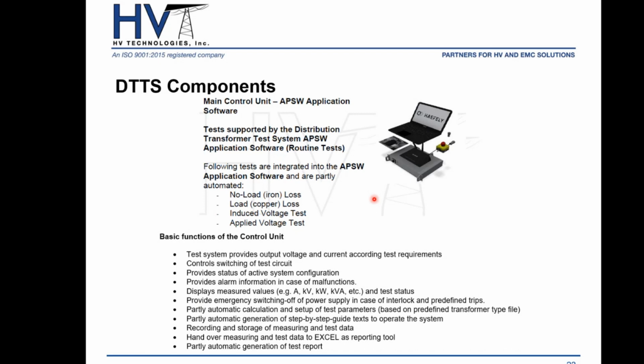Basically, the control unit provides the output voltage and current according to the test requirements that are entered. It's charged with controlling the switching of all the test circuits. It'll give you your active system configurations, the status of your configuration. It'll provide alarms and display your values of current, voltage and power. It also provides emergency switching off and interlock capabilities.